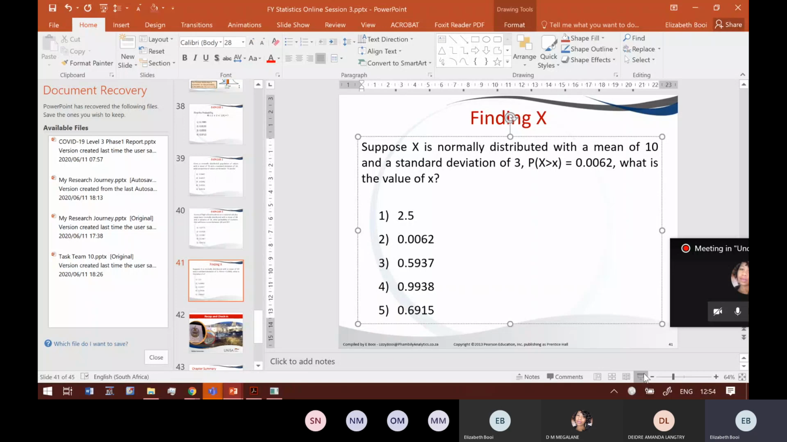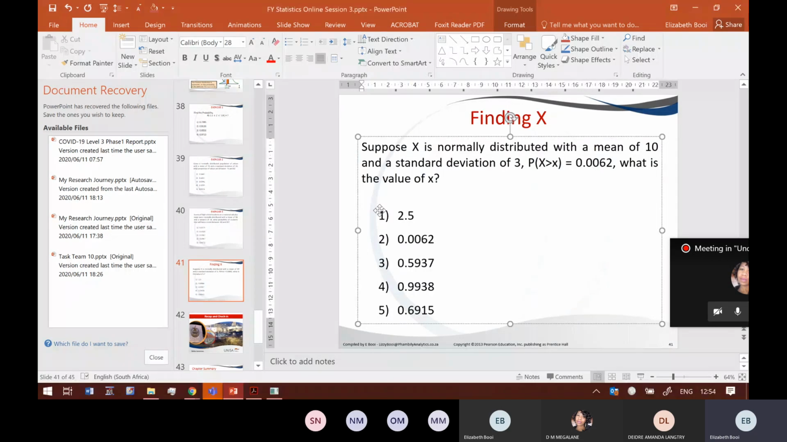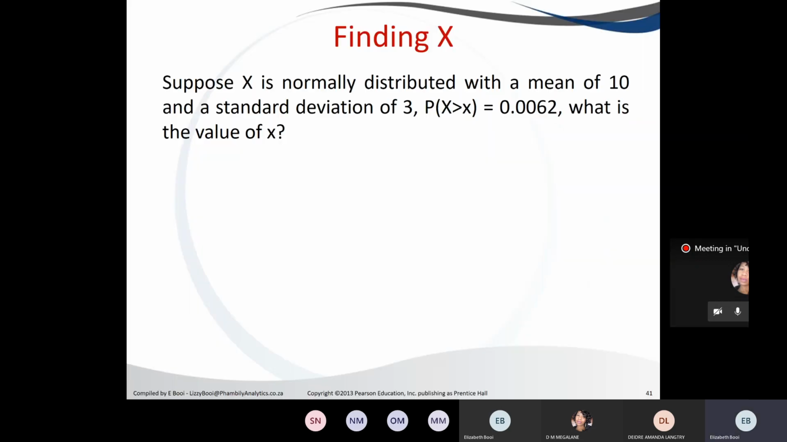Those are typical other questions that you might encounter in the exam, where they give you the statement. You can ignore the answers that we have here, as they won't be applicable anymore. You can just delete them. So the question is, suppose X is normally distributed with a mean of 10 and a standard deviation of 3. What is the value of x, given that the probability that X is greater than x equals 0.0062?